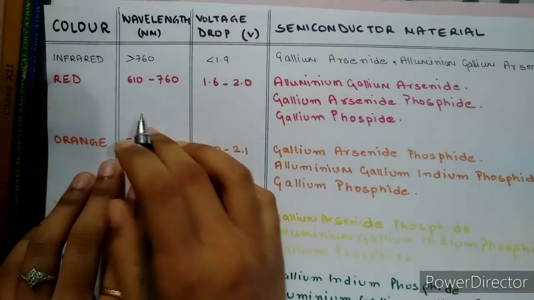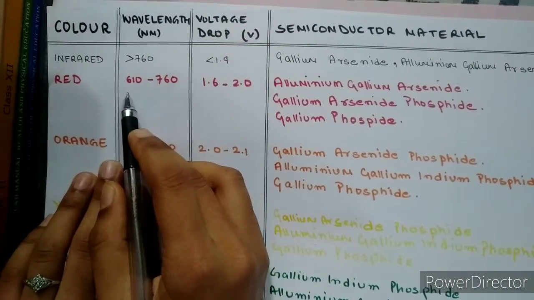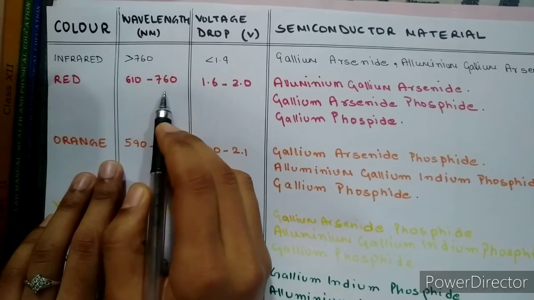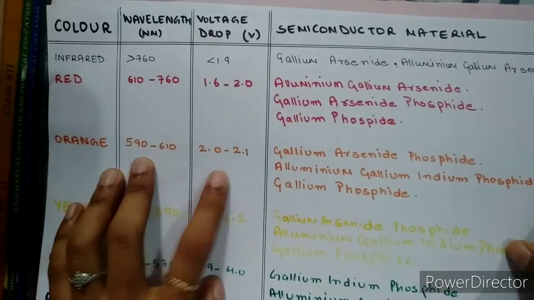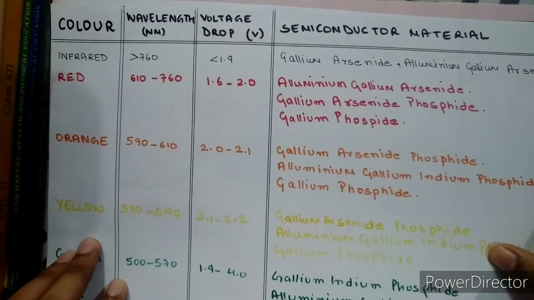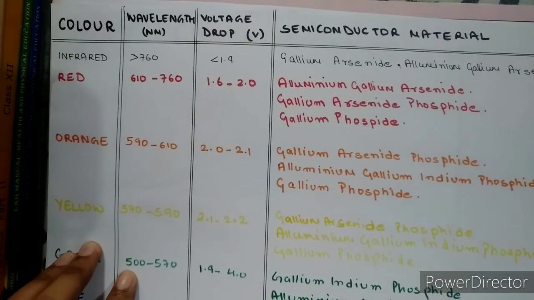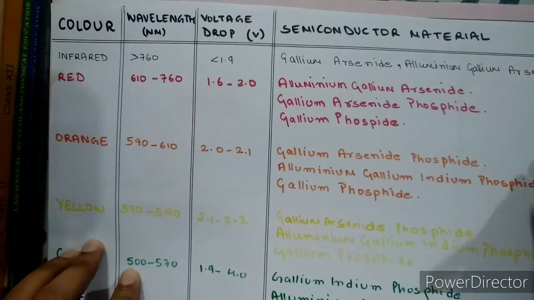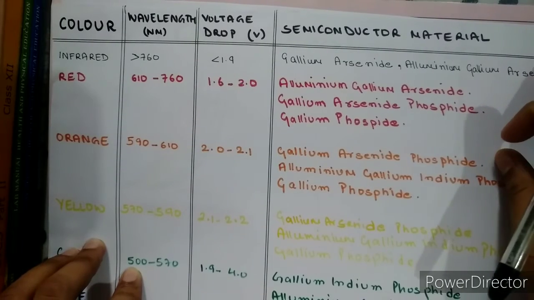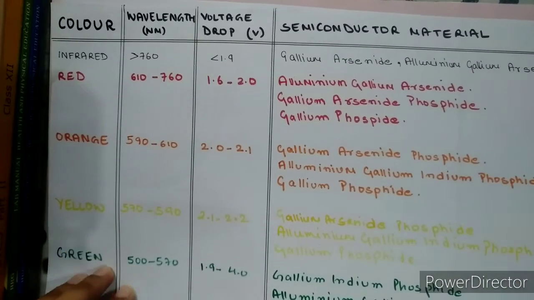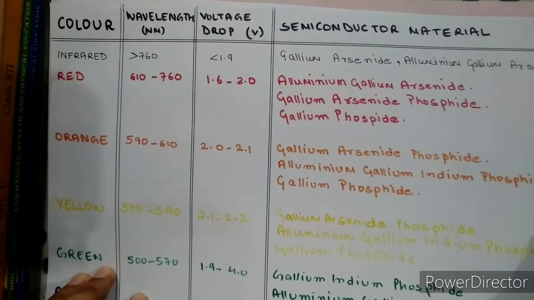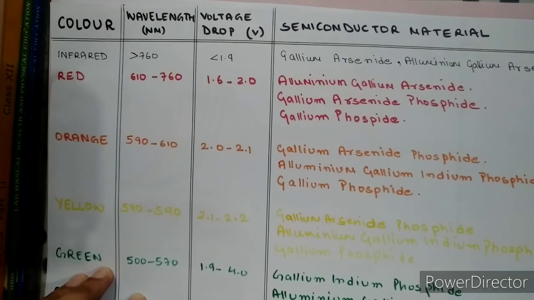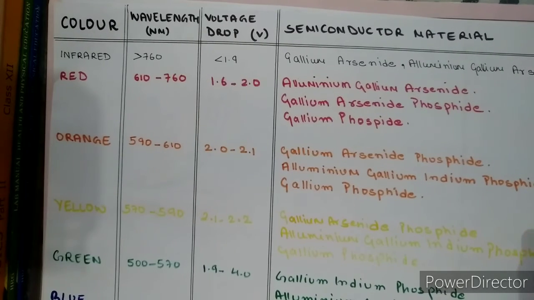For red, the wavelength should be 610 to 760 nanometer, and the voltage drop should be 1.6 to 2.0. The semiconductor materials used are aluminium gallium arsenide phosphide, gallium phosphide, and so on. For different colors we need different voltage drops and different semiconductor materials.